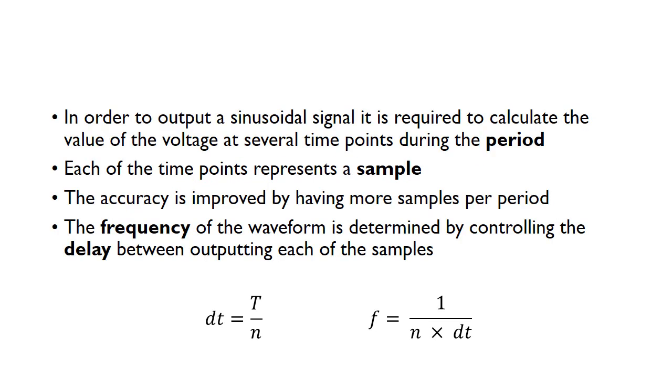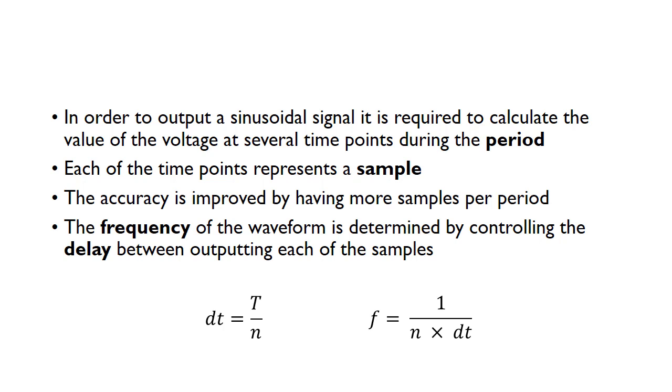In order to output a sinusoidal signal, it is required to calculate the value of the voltage at several time points during the period. Each of the time points represents a sample, and the accuracy of the sinusoidal waveform is improved by having more samples per period. The frequency of the waveform is determined by controlling the delay between outputting each of the samples.